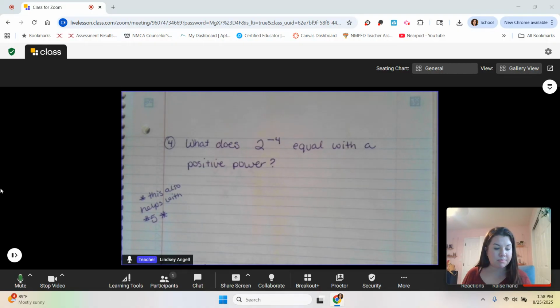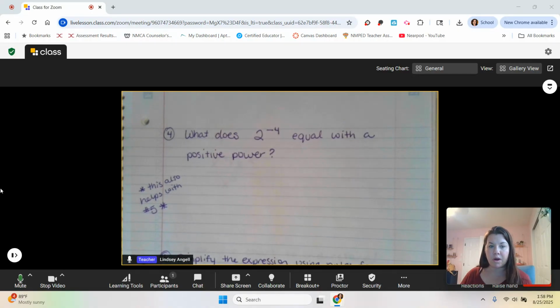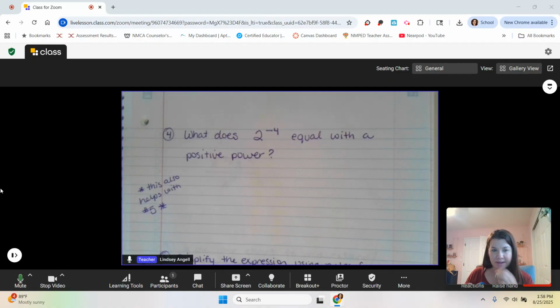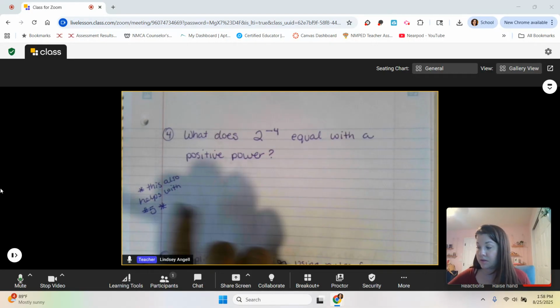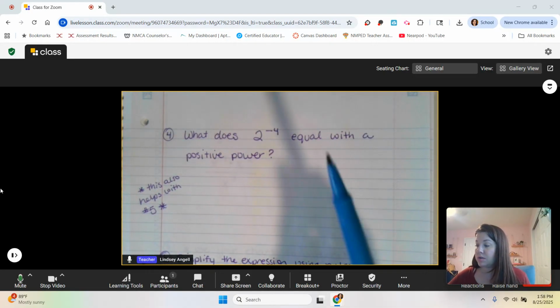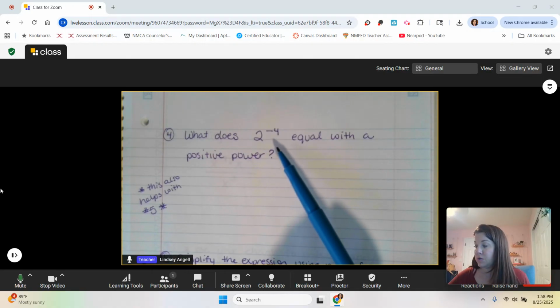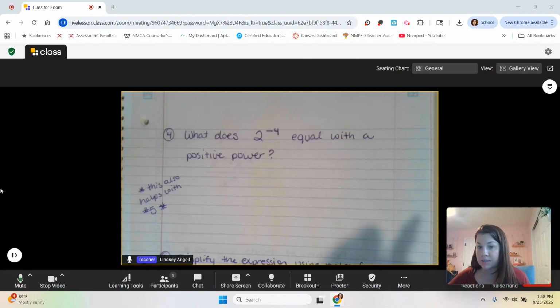This next problem is going to help you on number 4 and number 5. Number 5 just has a variable in it instead of a numerical value. It has a letter in number 5. So this one says, what does 2 to the negative 4 power equal with a positive power? So this goes back to that negative integer rule of exponents.